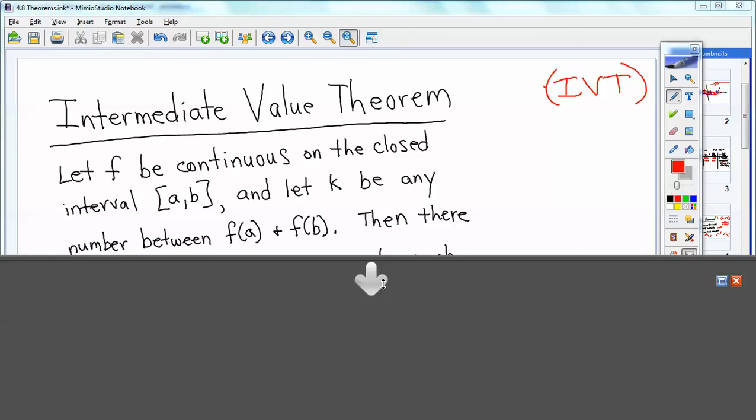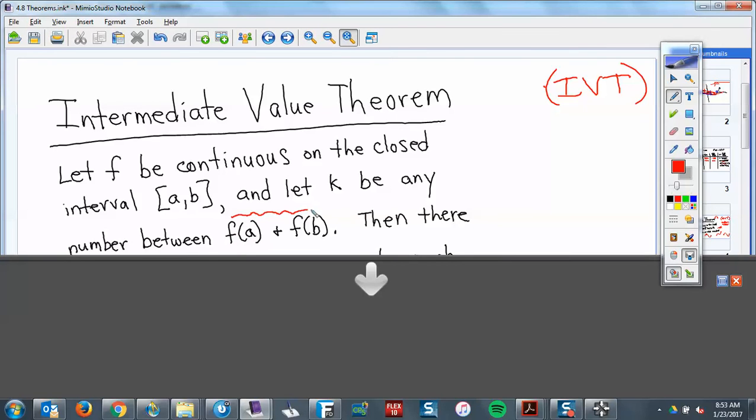Let f be continuous. That's kind of like saying if. I could have reworded that. I could have said if f is a continuous function on a closed interval. I just said let f be continuous on the closed interval [a, b]. But I could have said if f is a continuous function. So usually we talk about this if and then, right? And if k is any number between f of a and f of b.